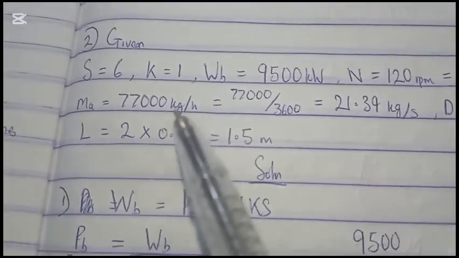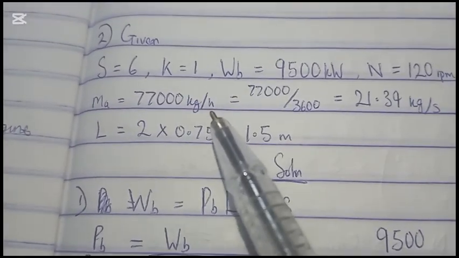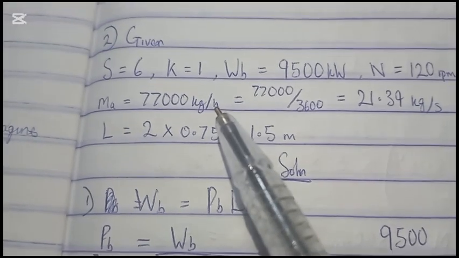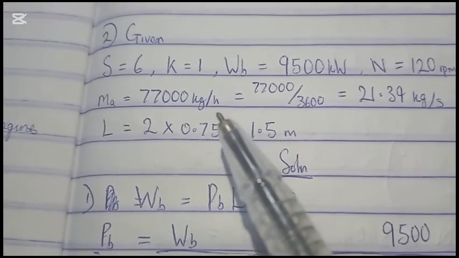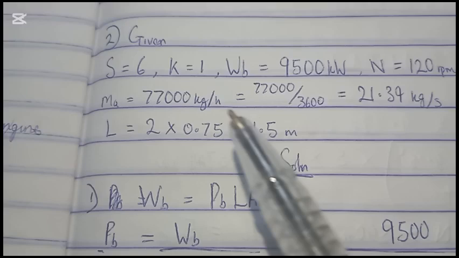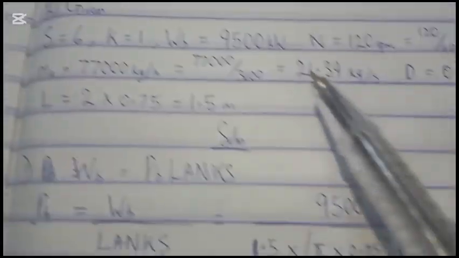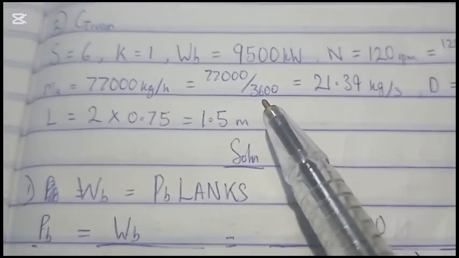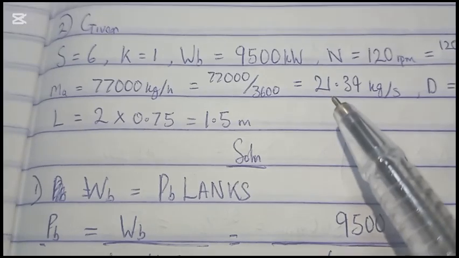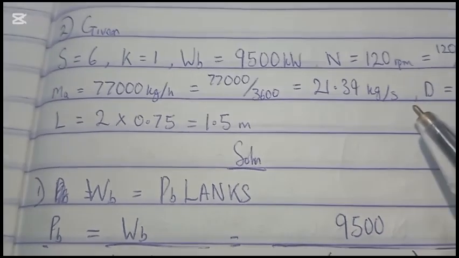Remember, converting hour to seconds is divided by 3,600. Converting minutes to seconds is divided by 60. So hours to seconds, divided by 3,600 gives you 21.39 kg per second.